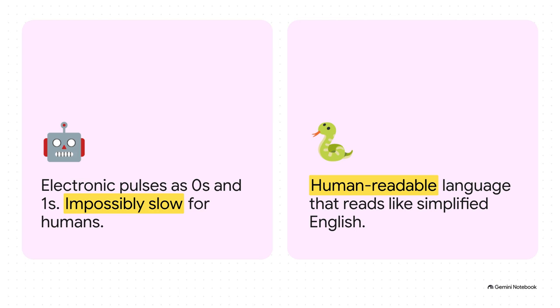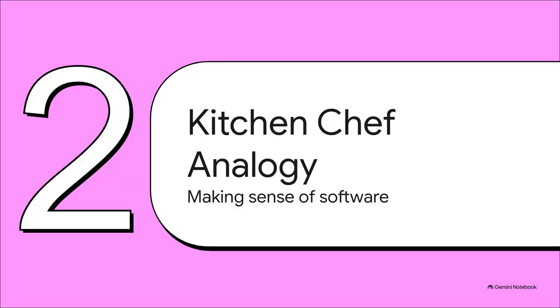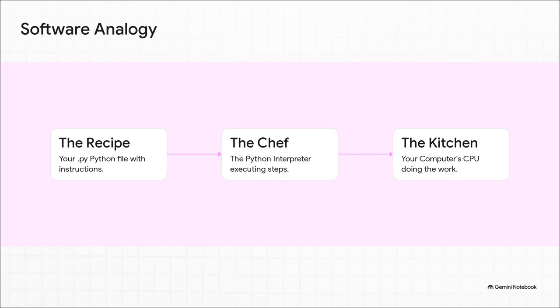That bridge is Python. It's a human-readable programming language that acts as our translator, letting us write instructions that basically read like simplified English. Moving right along to Section 2, the kitchen chef analogy. Let's make sense of this whole software system. If we think about this process like baking cookies, the whole thing suddenly clicks.